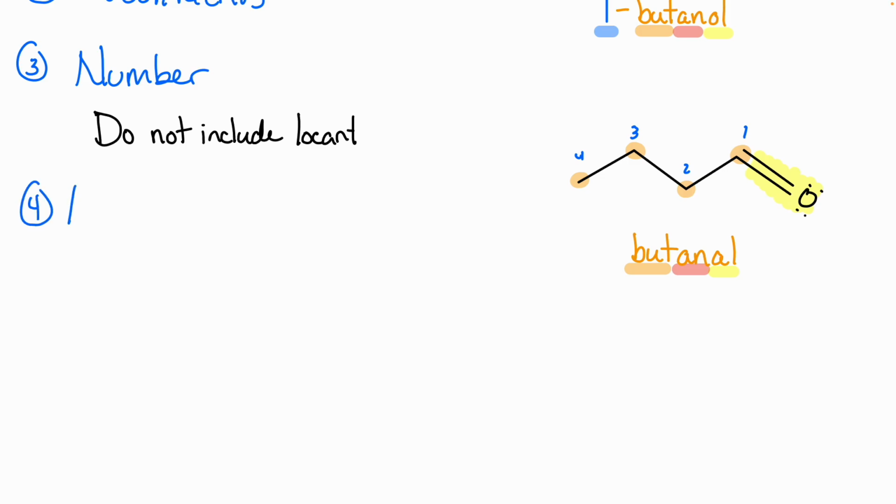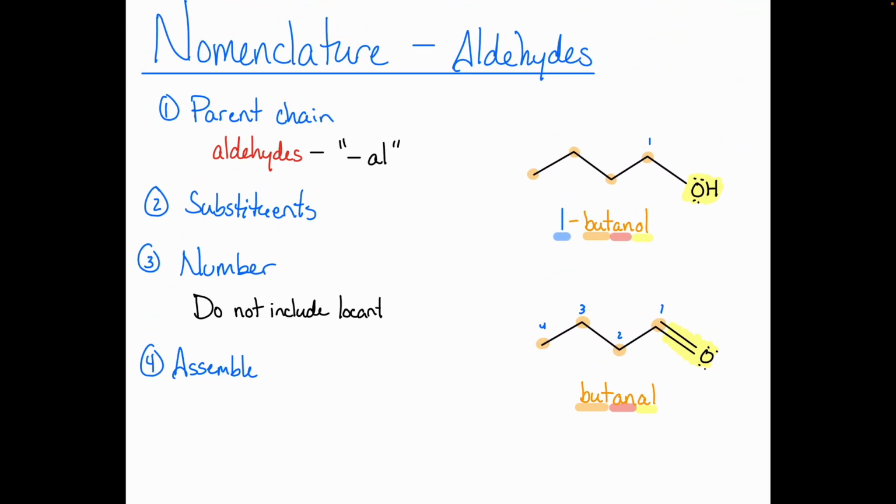All right, and then 4, if we did have multiple substituents, we would assemble them in alphabetical order. Nothing different there. All right, so all we got to update is the fact that we have a new functional group, so we have a new suffix. The weird thing about this functional group is by definition it has to be located on the end of a molecule or on carbon 1, so we don't bother including the locant when we name it. So although this is 1-butanol, this is just butanal.